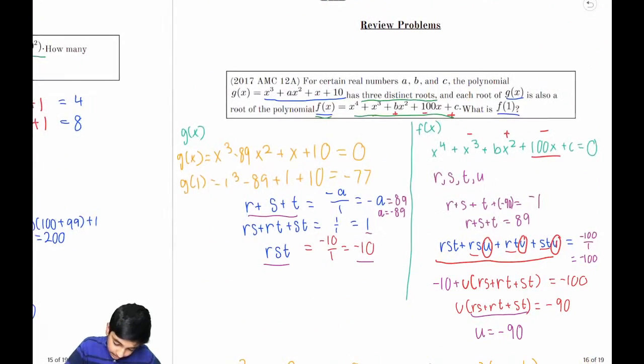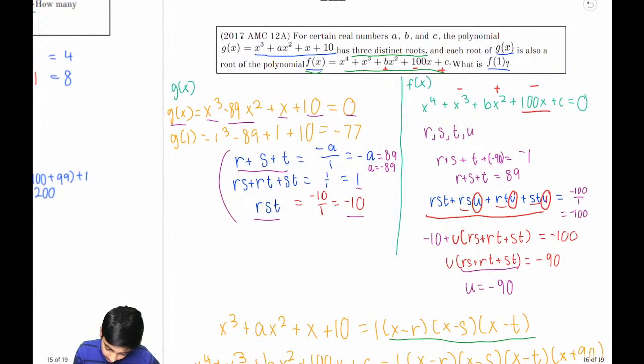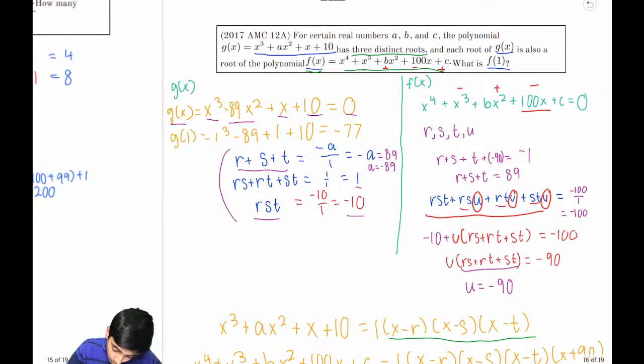So the idea here is we see that g of x is x cubed minus 89x squared plus x plus 10, equals 0. We use Vieta's to get our equations here. So r plus s plus t is negative a, 1, and negative 10. We write our equations like standard. We write our negative, positive signs there. We write the equations out, but we don't need all of them. We only need these two equations, and the second one here.